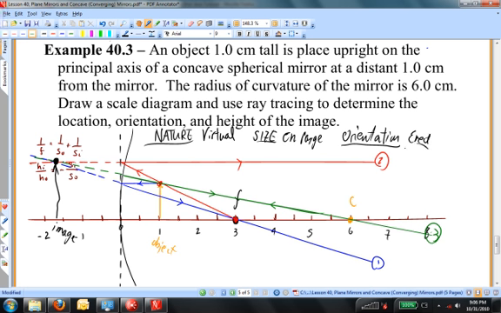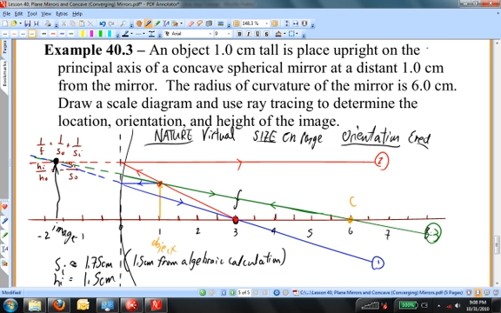Now I need to locate and measure. I need to figure out where is it behind the mirror and how tall is it. Now on my diagram it looks like it's just beyond 1.5 centimeters behind the mirror. If you do the mathematics, what you find is that it's exactly 1.5 centimeters behind. So the image location is, in this diagram, between 1.5 and 1.75 centimeters. The height of this image is 1.5 centimeters, and that's actually what the calculation gives, 1.5 centimeters tall.